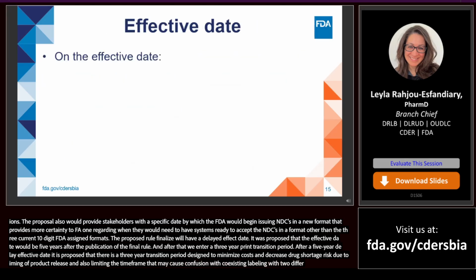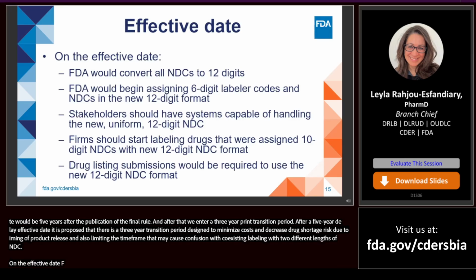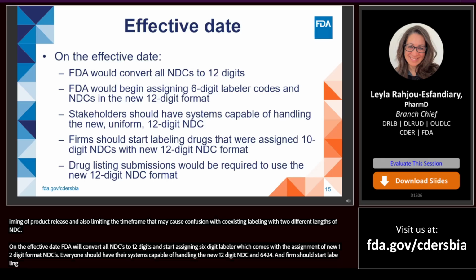So on the effective date, FDA will convert all NDCs to 12 digits and start assigning 6-digit labeler codes, which leads to assignment of new 12-digit format NDCs. Everyone should have their systems capable of handling the new 12-digit NDC in the 642 format, and firms should start labeling drugs that were assigned 10-digit NDCs with the new 12-digit 642 format, and that is on or after the effective date, not before then.